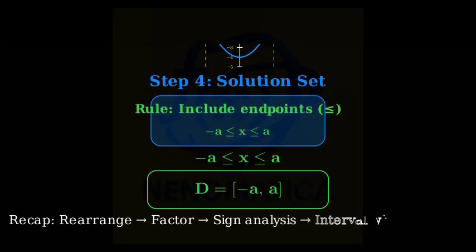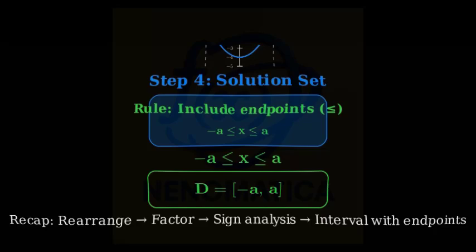Recap. Move all terms to one side, factor to find the roots, use the sign of the upward opening parabola, and include the interval between the roots with endpoints. Your final answer is D equals the closed interval from negative a to a.